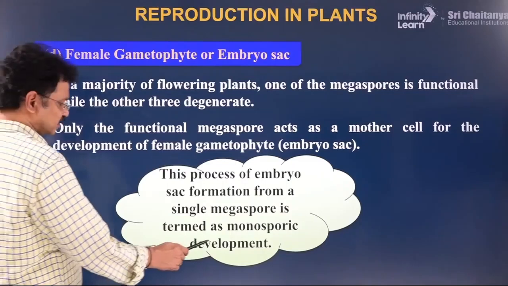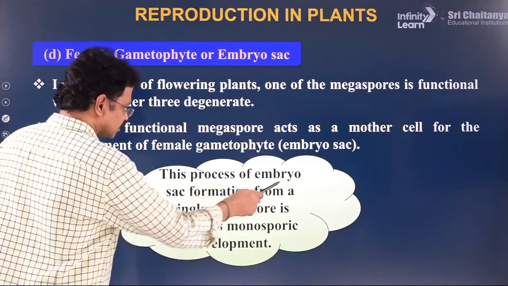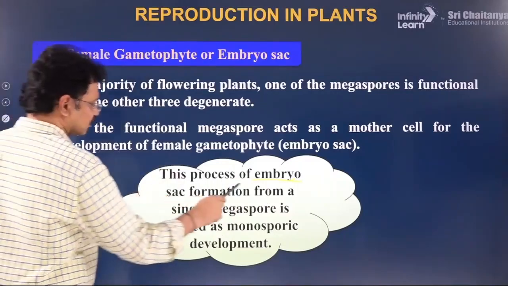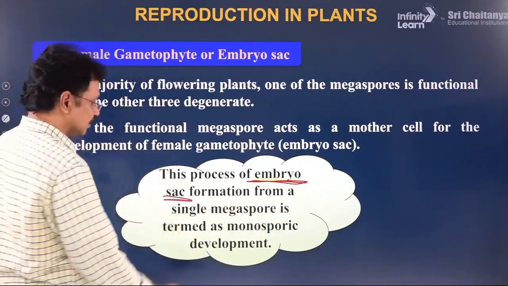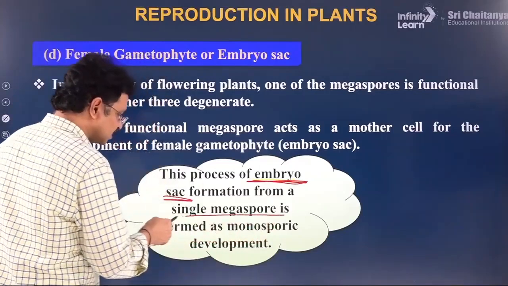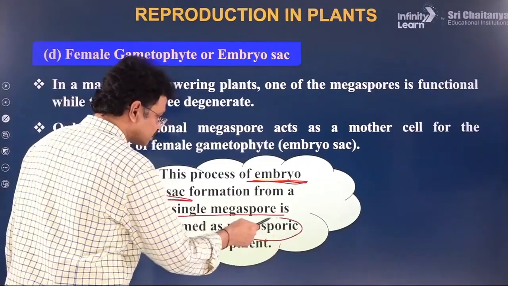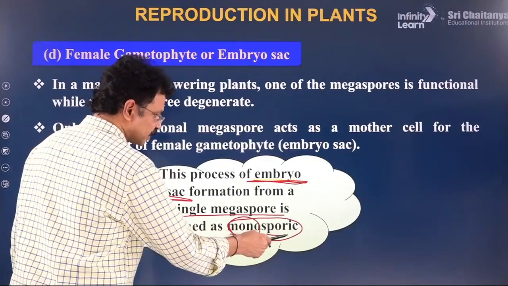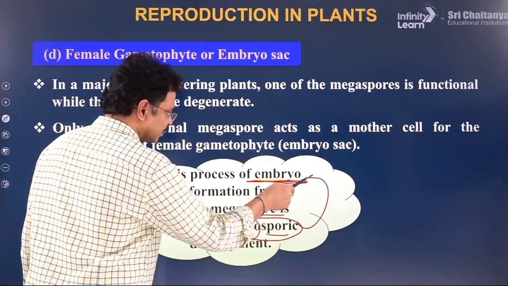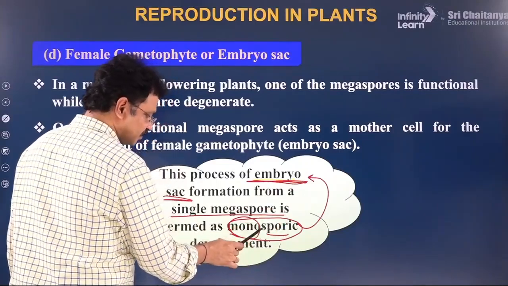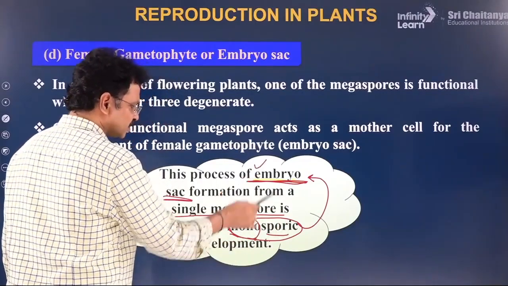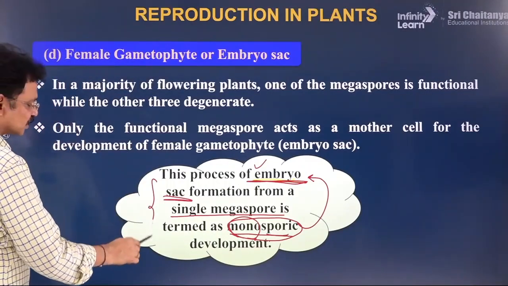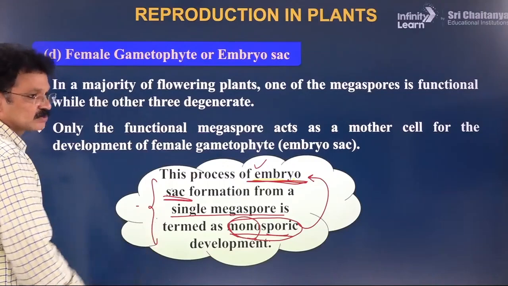And here is one more important concept. The process of development of an embryo sac from a single functional megaspore is also called monosporic development. Mono means single. A single megaspore is involved in the development of the entire embryo sac. Out of 4 cells, only one is involved, and this kind of development is called the monosporic type. It is one of the sources used to construct different types of assertion and reason questions.